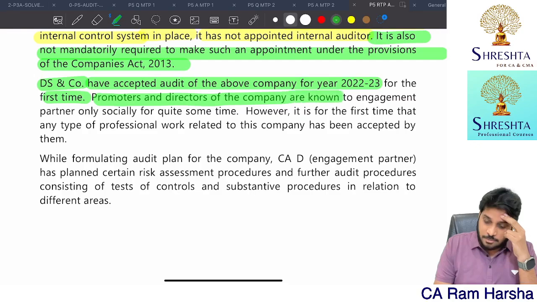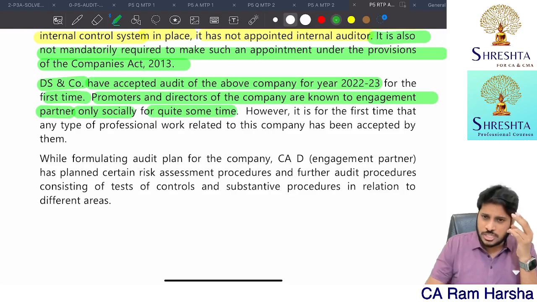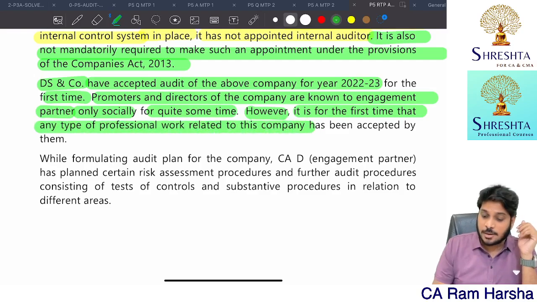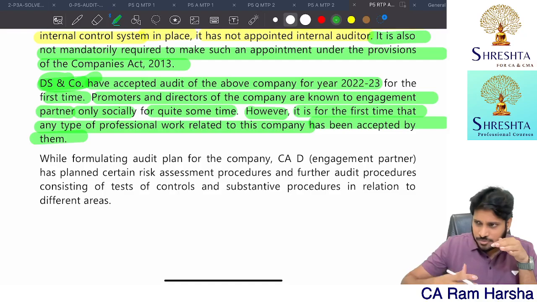Promoters and directors of the company have been known to the engagement partner socially for quite some time. Nothing wrong with that. However, it is for the first time that any type of work related to this company has been accepted by them. So it is a new client.